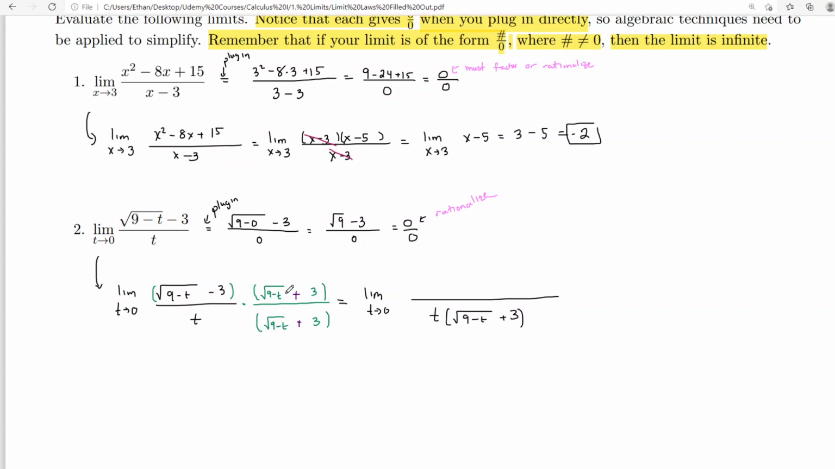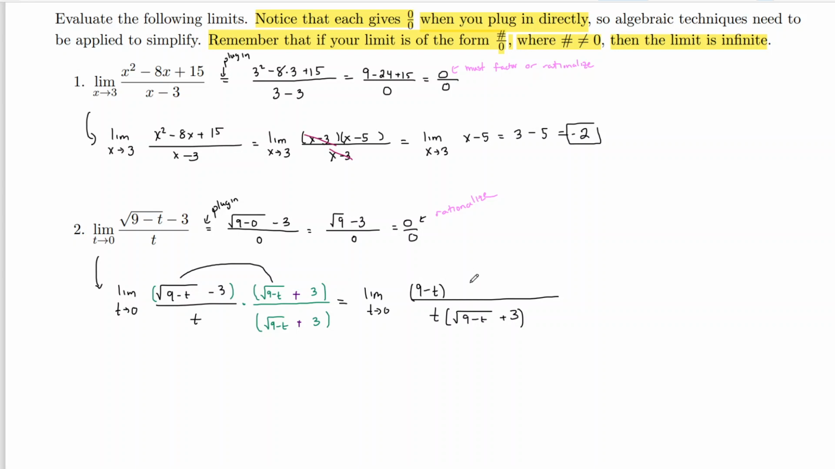Right, but what we want to do on the top is FOIL this. This is a binomial, two things multiplied by two things. We want to FOIL this, and you can do that. Multiply the radicals together first. We get the square root of 9 minus t times the square root of 9 minus t. You should be comfortable with the idea that if you multiply the square root by itself, the square root goes away, and you just get the stuff inside. So this is just 9 minus t when we do the first part of FOIL.